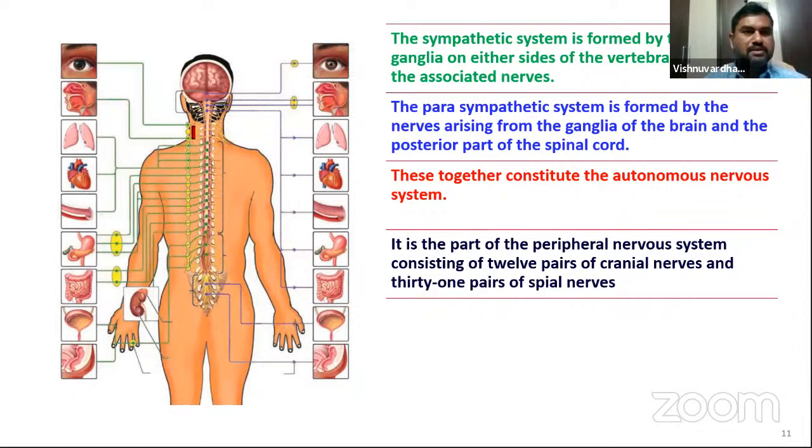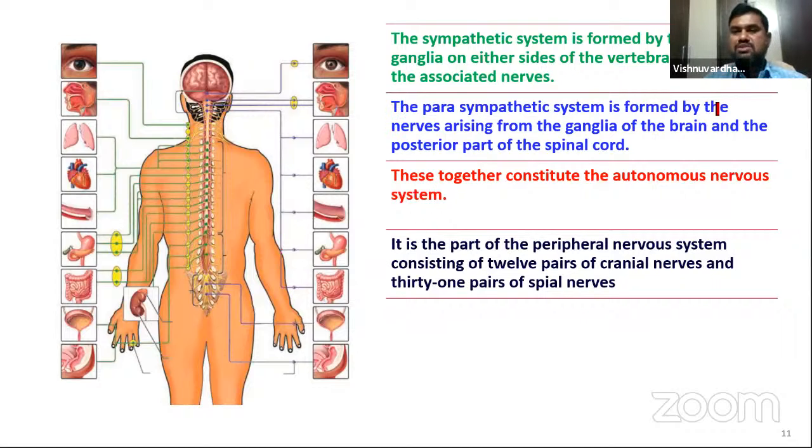Okay, the sympathetic nervous system is formed by the ganglia on either side. Actually, this side also has ganglia, but one side is shown for the purpose of showing two different nervous systems. These ganglia are present on both sides of the vertebral column. From these ganglia, the sympathetic system is formed. Okay, it activates our organ systems. Next, the parasympathetic system. This is the parasympathetic system. This is the sympathetic system.